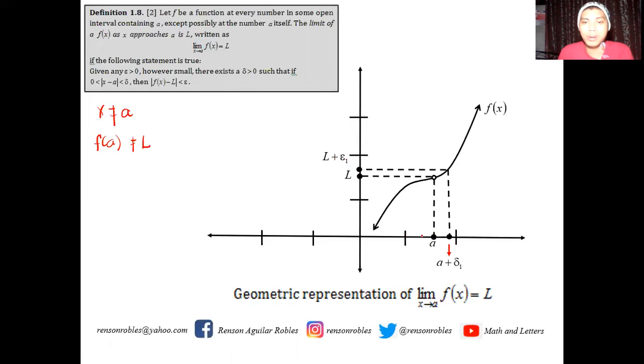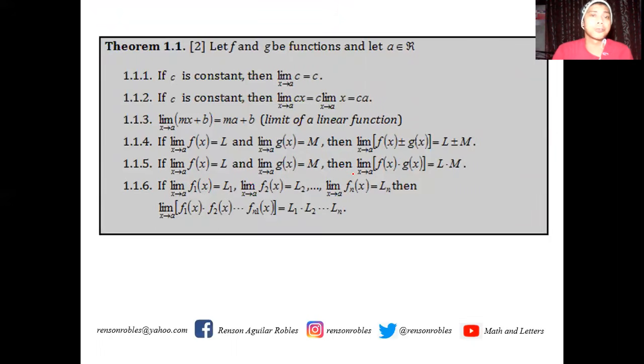And then if we choose a number on the left side of a, say a minus delta sub 1, then what we observe is that the function value still approaches L, and that is L minus epsilon sub 1. And even if I choose a number very, very close to a, you will observe that the function value will still approach L. Okay, that is what we mean by the limit of f of x as x approaches a is equal to L. Okay, and here are the limit theorems that we might want to consider.